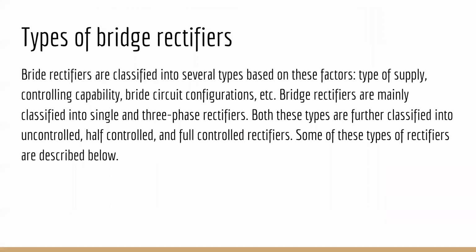Coming to types of bridge rectifiers. Bridge rectifiers are classified into several types based on factors such as type of supply, controlling capability, bridge circuit configurations, etc. Bridge rectifiers are mainly classified into single and three-phase rectifiers. Both these types are further classified into uncontrolled, half-controlled, and full-controlled rectifiers. Some of these types of rectifiers are described below. Next.